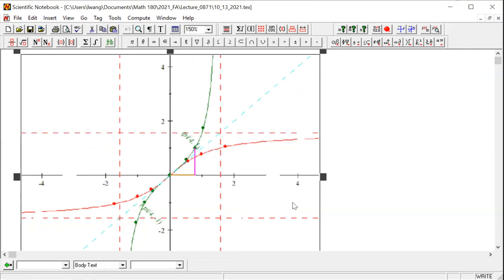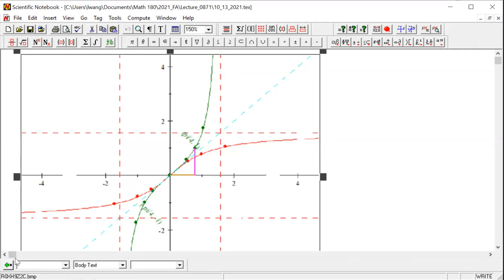Do you guys see better this way? Okay, we plotted the points on the green, we plotted the points on the red. So when we bring these two together, this is the pair that's inverse to each other. But the green piece is usually not used unless otherwise specified.